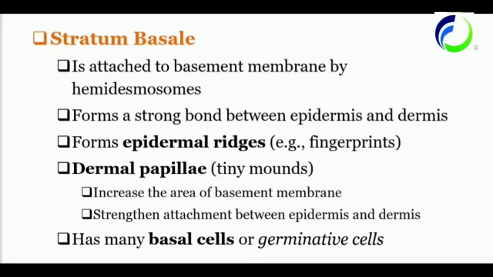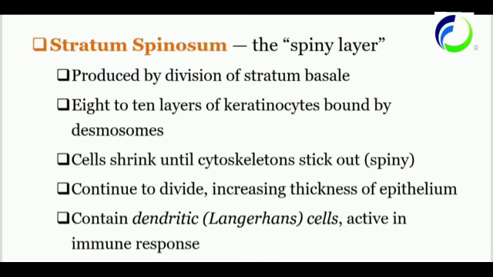Finally, it has basal cells or germinative cells also. It is also known as stratum germinativum. These germinativum cells only produce new cells. Next layer, stratum spinosum. It is also called a spiny layer. Spiny means sticky or stick-out nature.